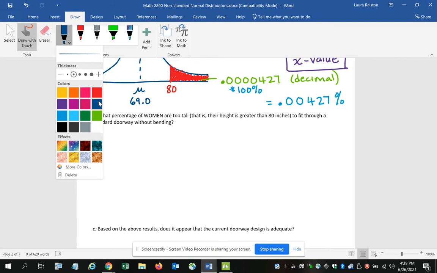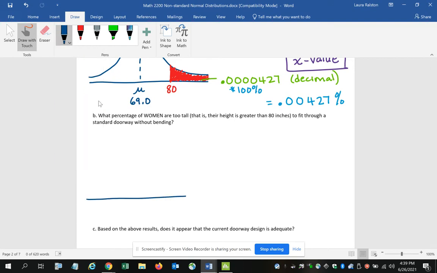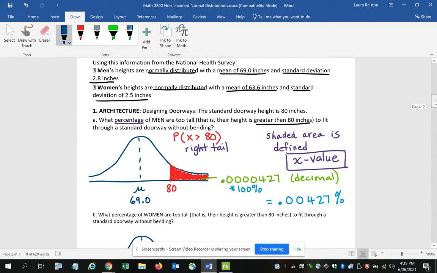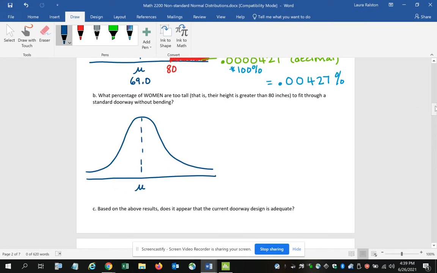Okay, so we still know that women's heights are normally distributed. So you have your horizontal axis, your normal bell-shaped symmetric curve with the mean in the middle, and the mean of women's heights, we were told, is 63.6. Again, I'm looking for the probability that a woman's height is greater than 80 inches.